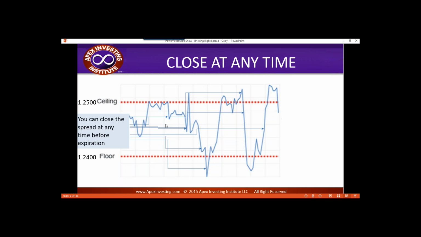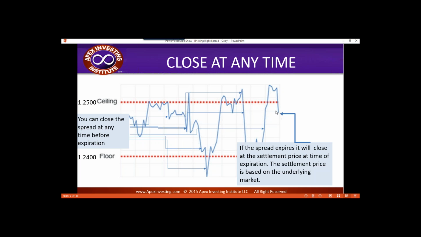When you get into a spread, spreads have expiration times. So when you buy or sell a spread, you can either exit the spread at any time. If I bought right here, I can get out of it here, here, here, anywhere. I can get out of it any time. Or I can hold it till expiration. And if I hold it to expiration, it will close at the settlement price at the time of expiration.